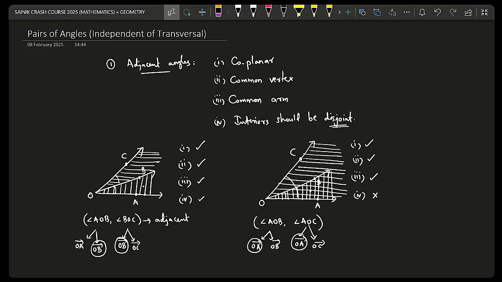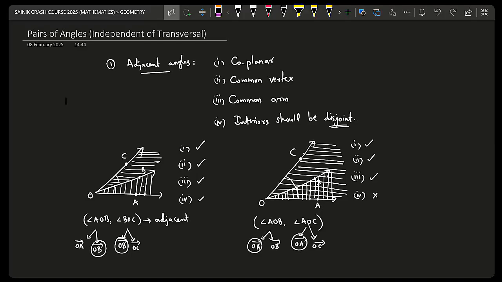Yes, Rishika, angle AOB is there. For angle AOB, what are the arms? Sir, ray OA, ray OB, right? Yes. For angle BOC, what are the arms? Ray OB and ray OC. So are they having any common arm? Yes, sir. OB is there in that one and this one. So it is called common arm. Okay, sir.